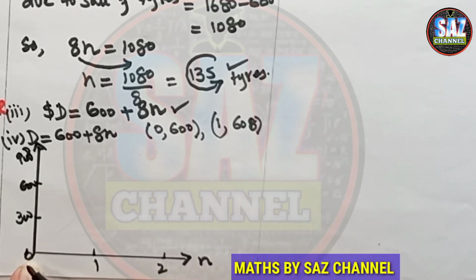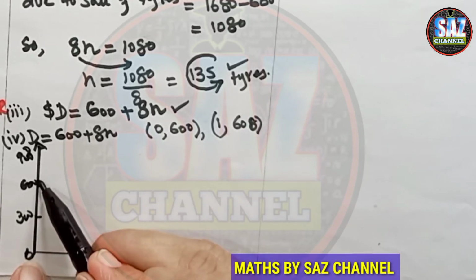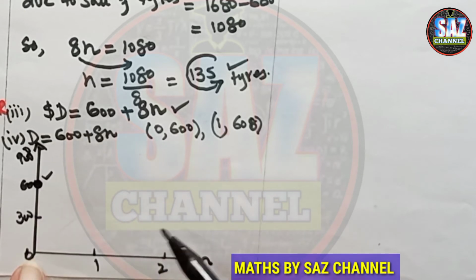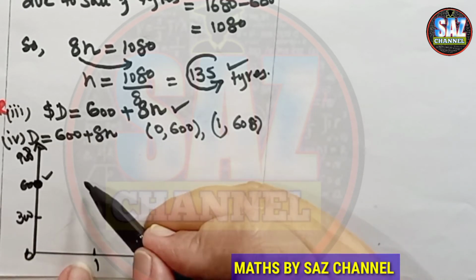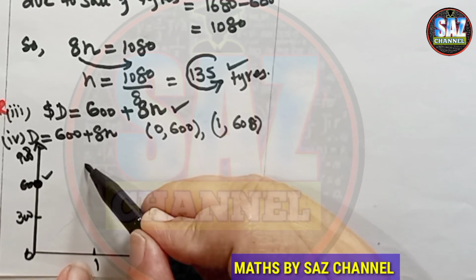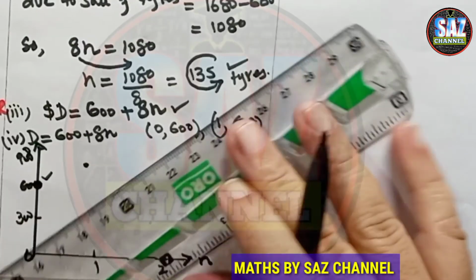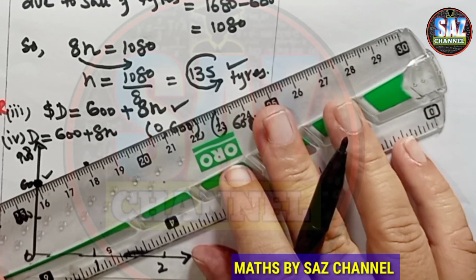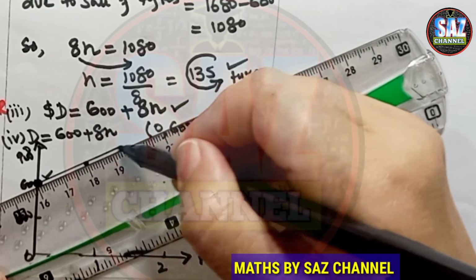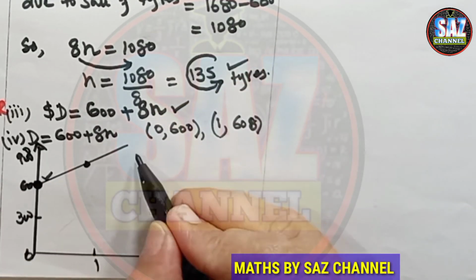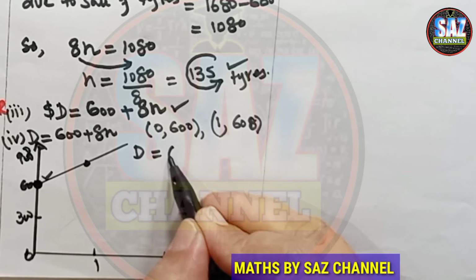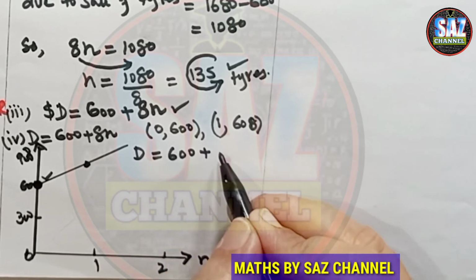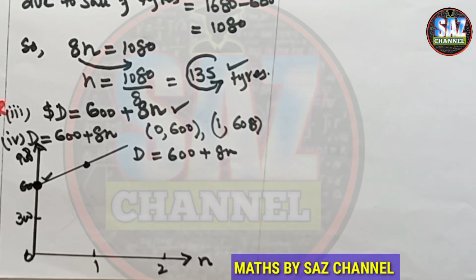It will not be coming on the origin. My graph will start from this point. This is the first point that I have to mark. Then 1 with 608, that will be coming slightly up. And now join these 2 points to get the graph. Okay, so the graph will look like this. D equals 600 plus 8n. Now we have to decide whether this is the direct variation or not.